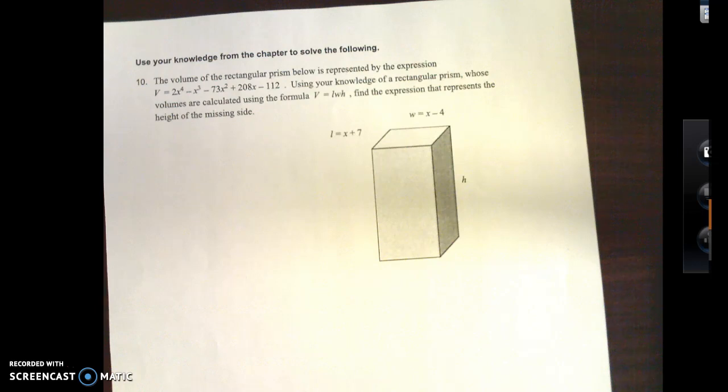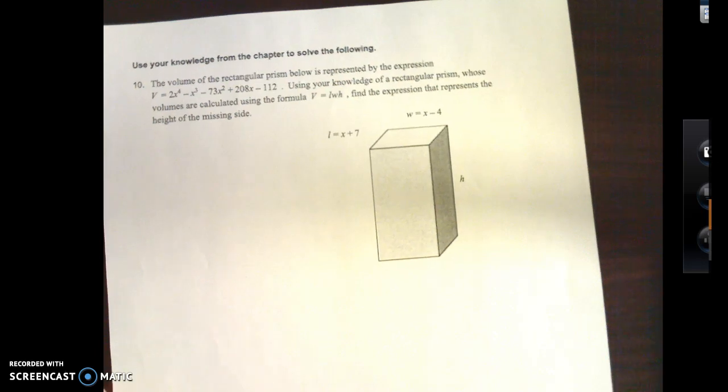here as well. The volume of the rectangular prism below is represented by the expression v equals 2x to the 4th minus x cubed minus 73x squared plus 208x minus 112. Using your knowledge of a rectangular prism whose volume is calculated using the formula volume equals length times width times height, find the expression that represents the height of the missing side.